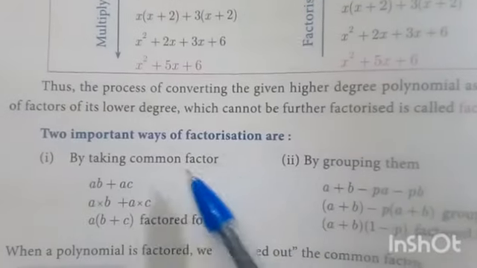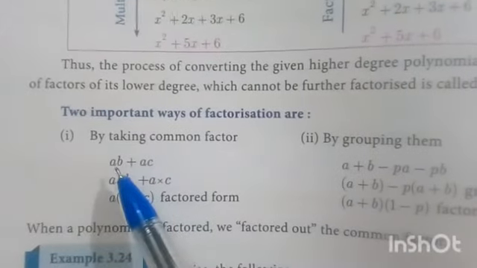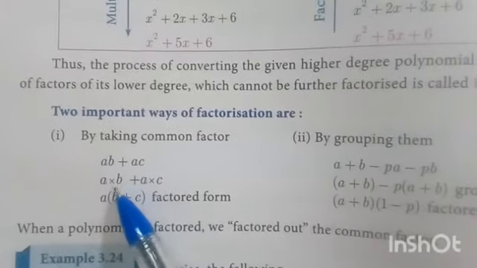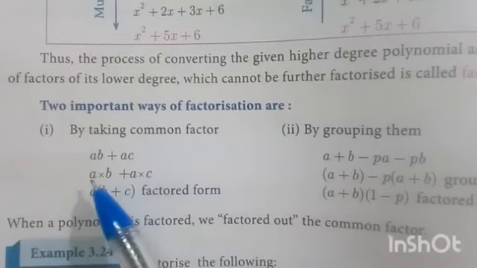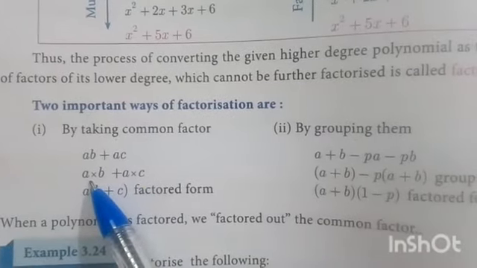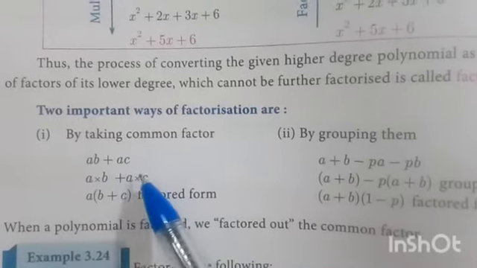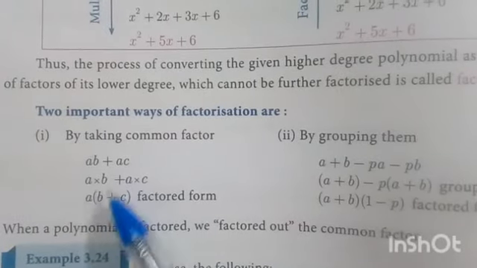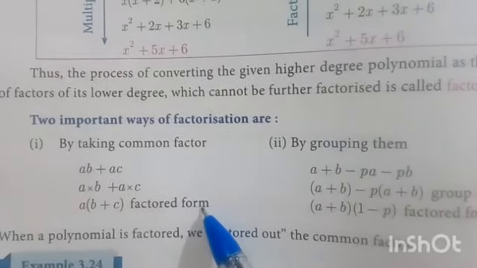We have two important ways of factorization: taking a common factor, and grouping. For the common factor method, for example, we have two terms, AB plus AC. It is written as A into B, and A into C. Now you have to consider which factor is common. A is common, since the first term has A and the second term also has A. So take A outside. What is remaining here? B. Plus. What is remaining here? C. So this is the factorized form.